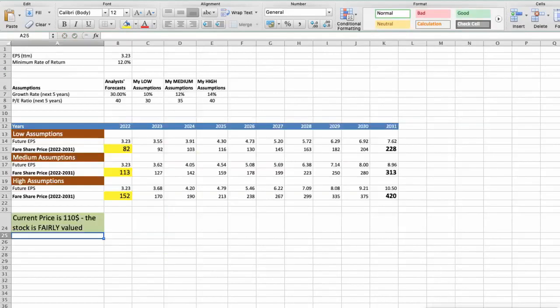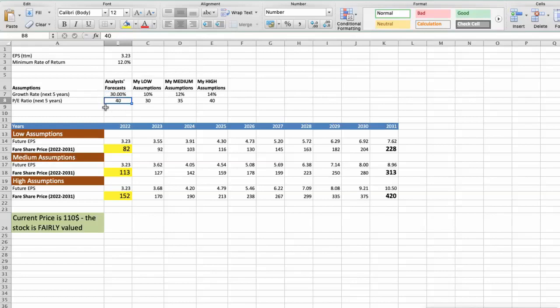Second model. Valuation based on earnings per share. This spreadsheet contains another financial data that we will use for the stock valuation. The current earning per share price for AMD is 3.23. Minimum rate of return. I will use 12%. Because when we invest in individual companies, we are looking for a higher return than the S&P 500. We take higher risk, so we want to get higher rewards. For AMD, analysts forecast growth rate around 30% per year in next 5 years, and future P/E around 40.